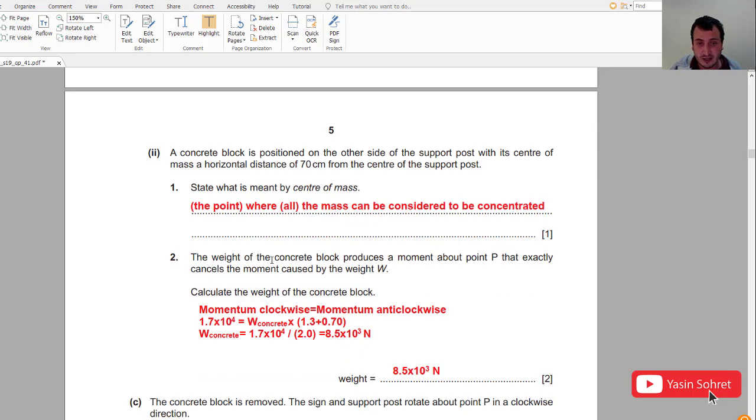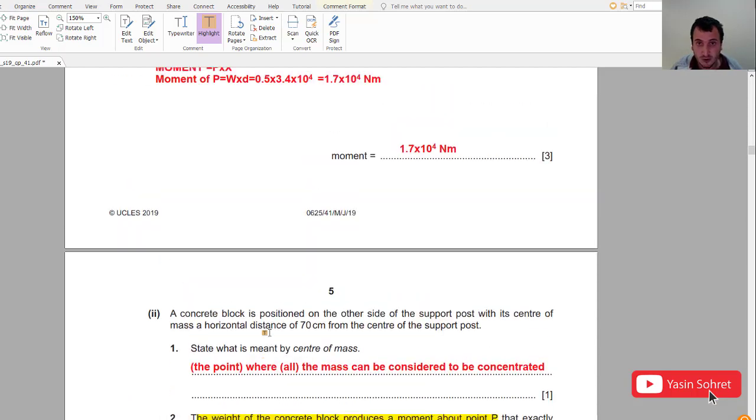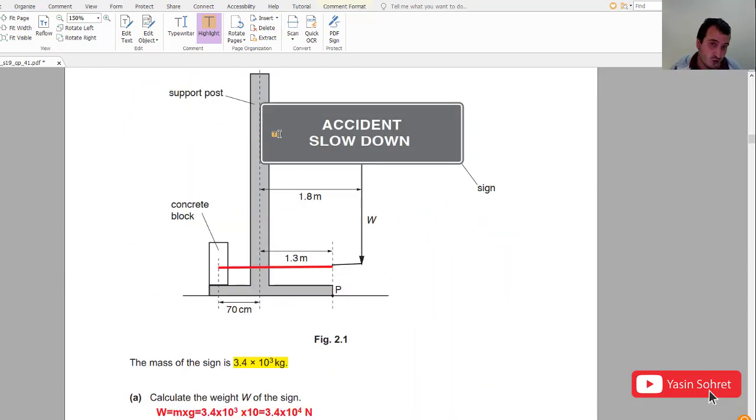Question two: the weight of the concrete block produces a moment about P that exactly cancels the moment caused by the weight of the sign. So what is meant by cancel? If the weight of the concrete block produces a moment about point P which exactly cancels the moment of the weight W, it means this system is in equilibrium. So the clockwise moment is equal to the anticlockwise moment. We already found one moment, caused by the weight W, which is 1.7 times 10 to the power 4.